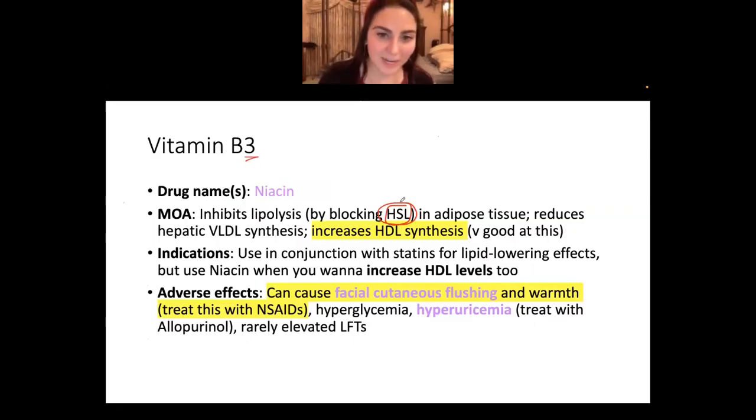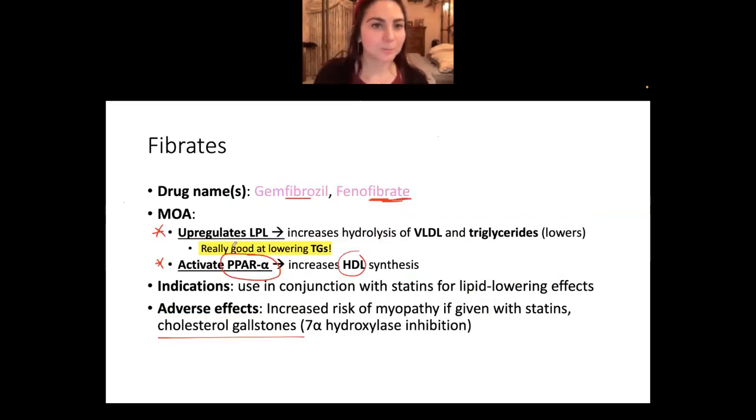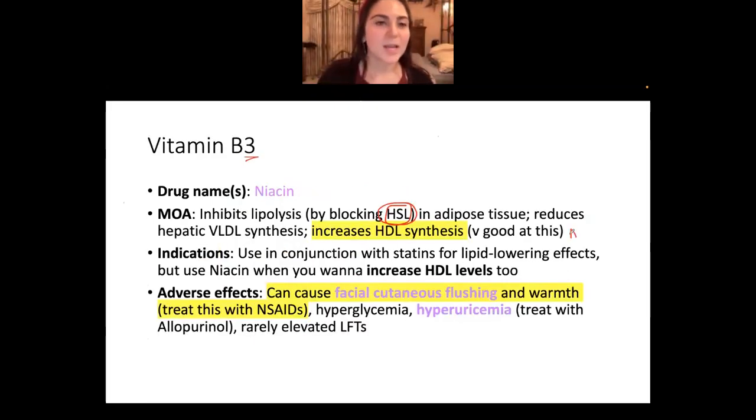And it's super good at increasing HDL. So this is the one where, if you really want to increase HDL, you would give niacin. Just remember though, your fibrates can also increase HDL. So when you start seeing all these drug mechanisms, start looking for the similarities between a lot of these drugs, because that's what they're going to try and trick you on. Be like, oh, okay. So this one increases HDL. This one is really good at increasing HDL. You use it in conjunction with statins. You can also do it when you want to increase HDL levels.